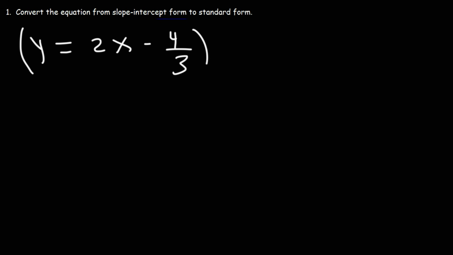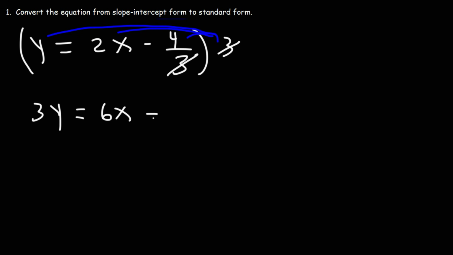So we're going to do the same thing like we did before whenever we have fractions. That is to get rid of the fraction. So we're going to multiply everything by the denominator of this fraction. And that's going to be 3. So we have 3 times y, which is 3y, and that is going to equal 3 times 2x, which is 6x. And then we have 3 times -4/3. The 3's will cancel, leaving us with -4.